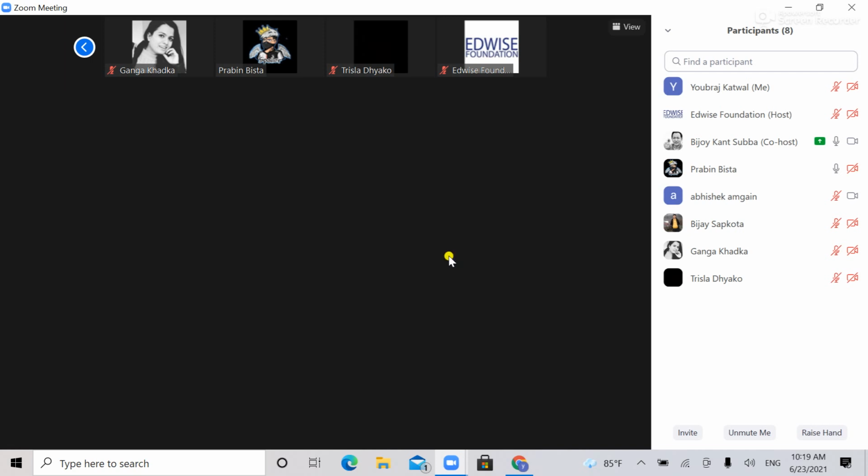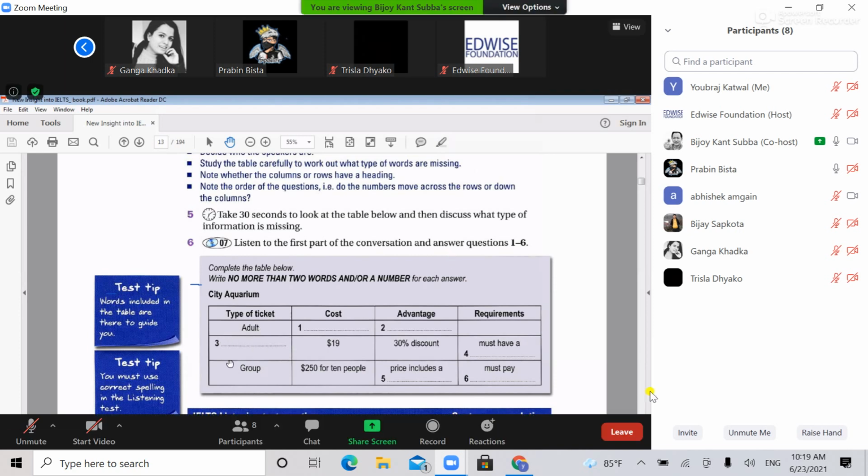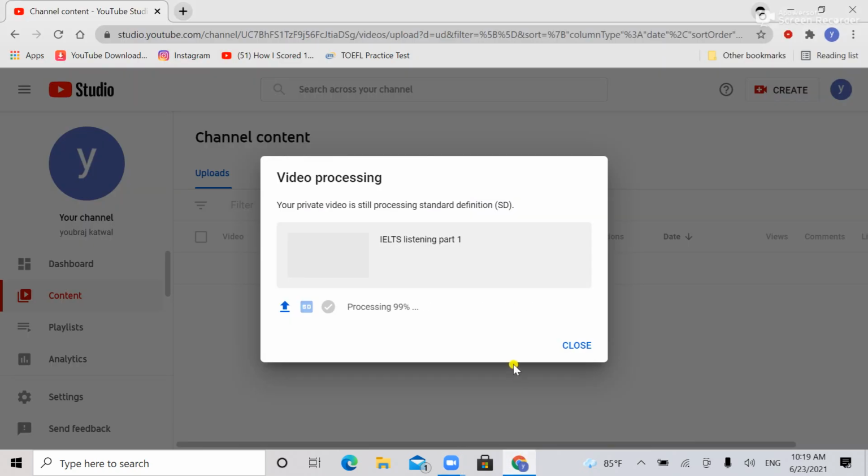So take a look at it. This is about the City Aquarium. The type of tickets, cost. Okay, there are different types of tickets out here. Just say adult. Number 3, you'll have to write about the type of ticket. The last one is called a group ticket.